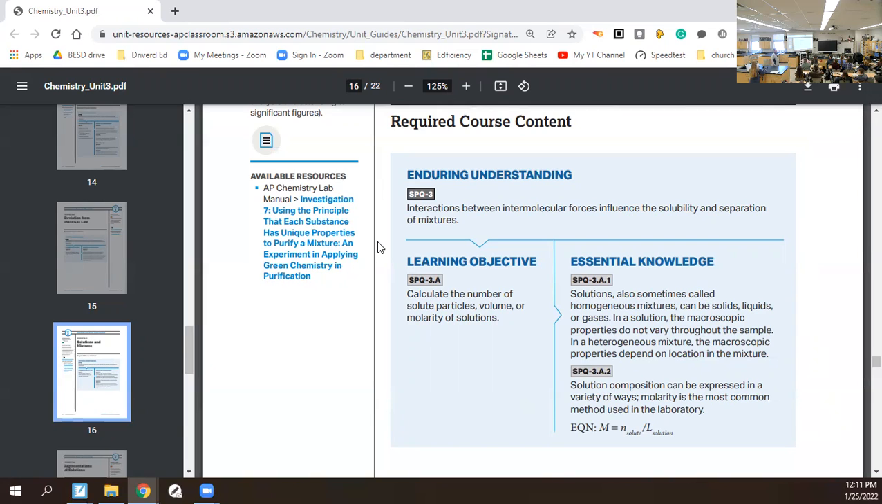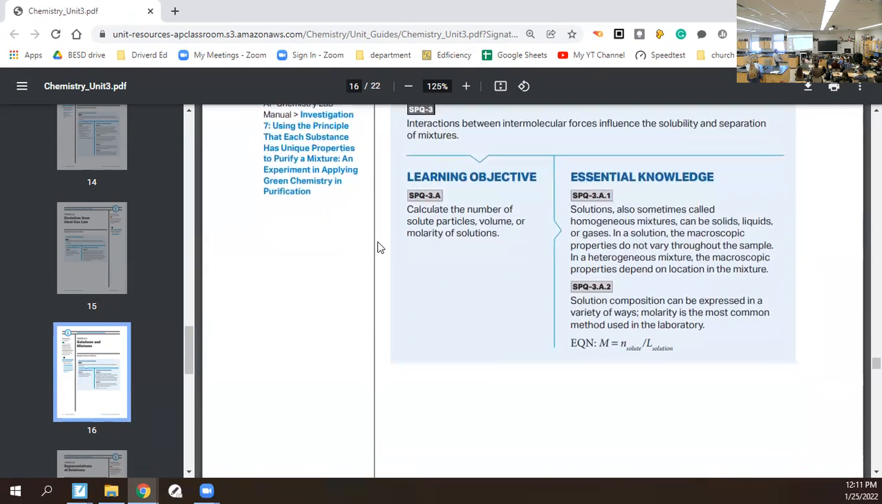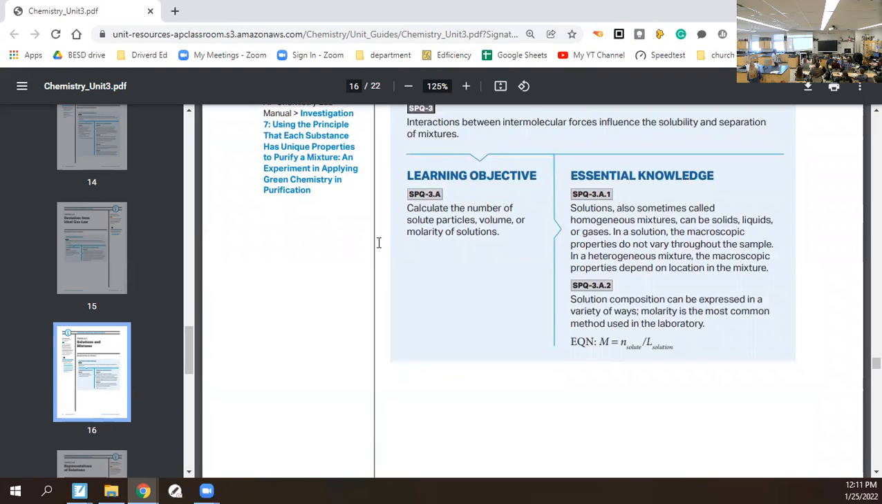Moles per liter, which we've done a crap ton. Remember that? Okay. So anytime on this thing, which you guys don't ever look at, but if it says EQN, that means the equation that will be given to you is capital M, which means molarity, is equal to n of solute over L solution. What does n mean?